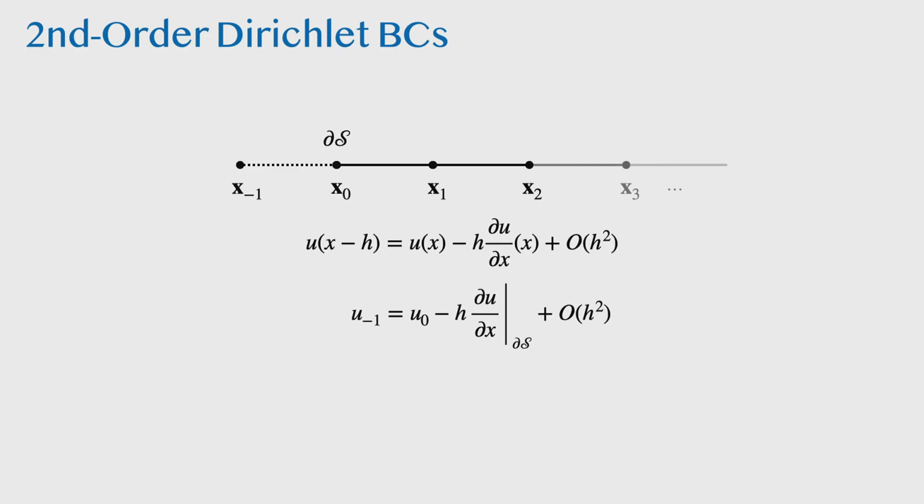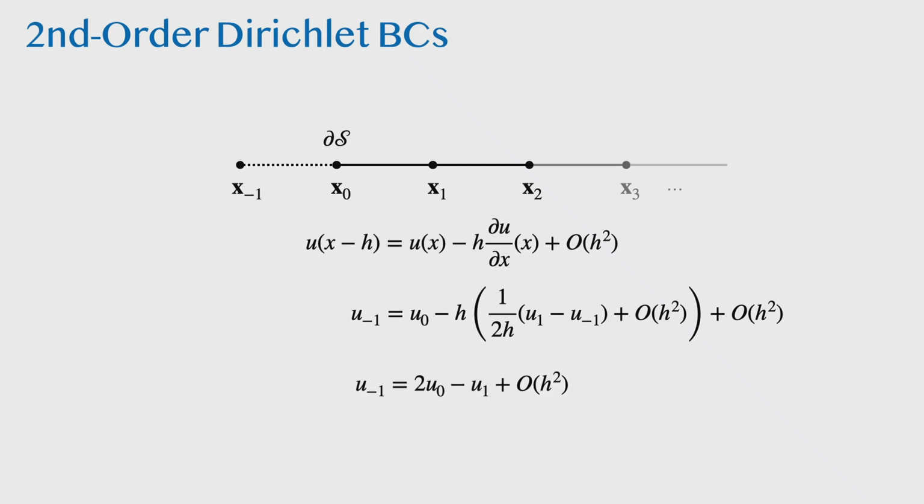We can take the second order approximation we had for the zero Neumann case and plug it in here for the derivative to get this. And then when you finally rearrange and simplify, you get that for the Dirichlet ghost points, you need 2 times the value at the boundary, x0, minus the value at x1. So minus the value at the mirror location.